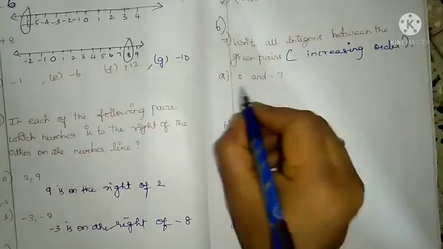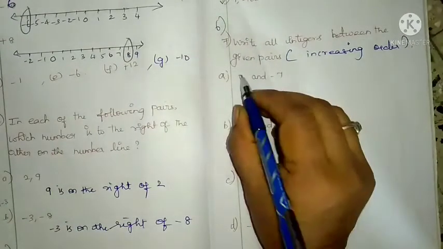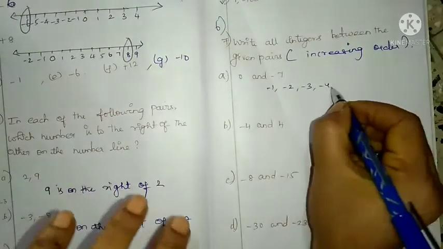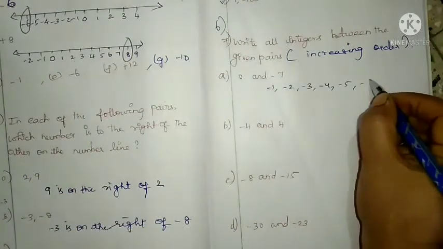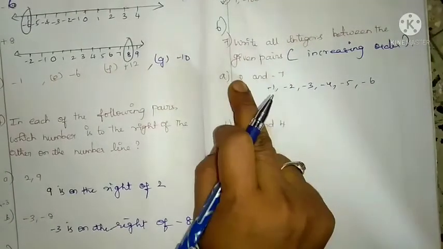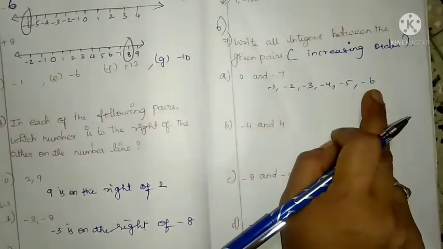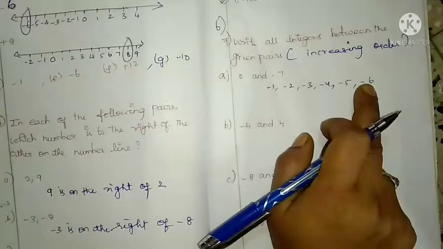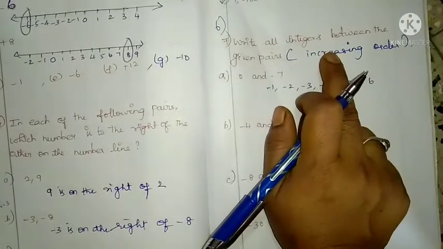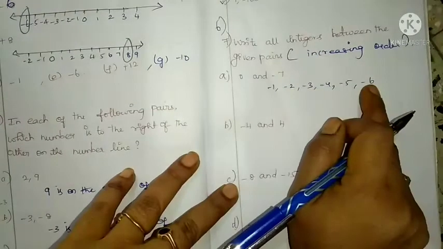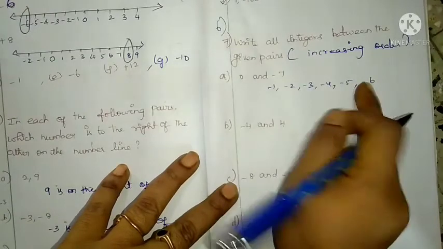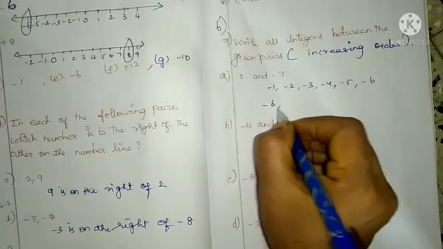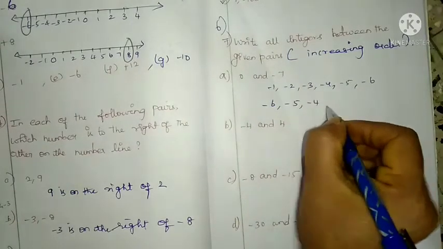So see here, first you can write the numbers: 0, minus 1, minus 2, minus 3, minus 4, minus 5, minus 6. So between 0 and minus 7, minus 1, minus 2, minus 3, minus 4, minus 5 and minus 6 will be there. But they ask you to write in increasing order. So which is the greater number here? First we should write the smaller number. In increasing order we should go from the smaller to the bigger number. So always among negative numbers, the bigger number is the smaller number.